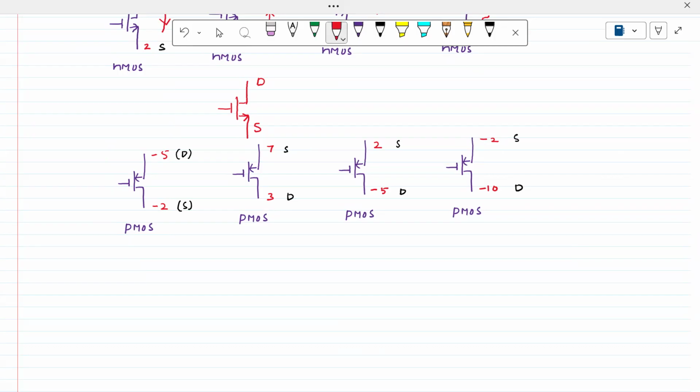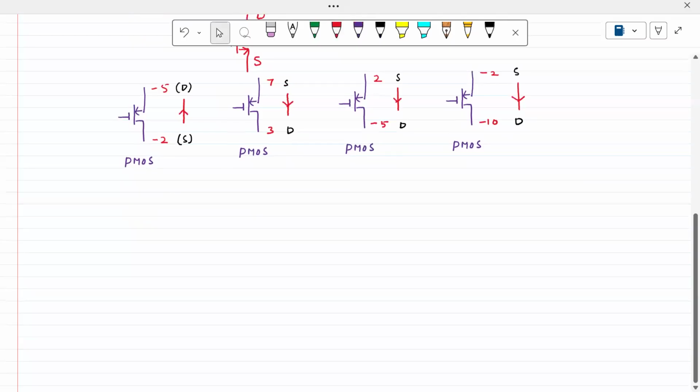High potential to low potential. High potential, where it is, from source to drain. What about here? Source is at high potential. Here, source is at high potential. Here, also source is at high potential. But always, conventionally, this is the approach we follow.